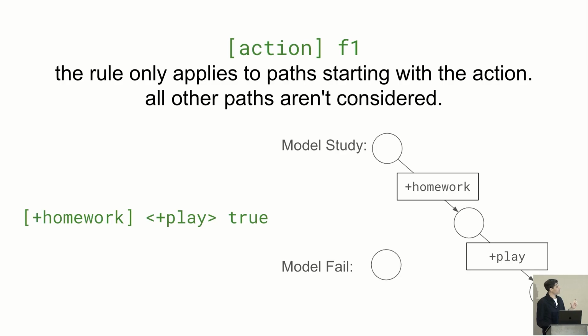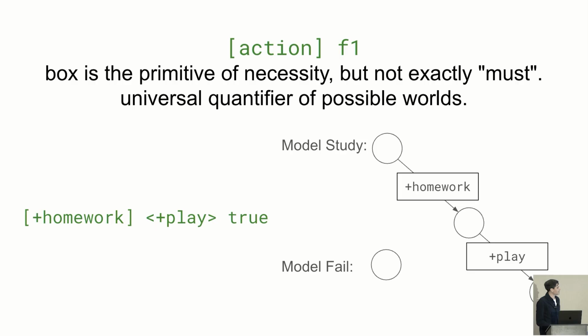We're now going to learn about box. Okay, so box, the easiest way to learn about it is that what it's saying is that the rule only applies to paths that start with that box. So in this case, we have box plus homework, and then diamond plus play equals true. And here we have 2 models, okay? In the first model, we're going to start at the top and go down. We do our homework, and then we play, right? That clearly satisfies that. But what about the second model? Is that also going to satisfy it? Yeah, in fact it does, okay?